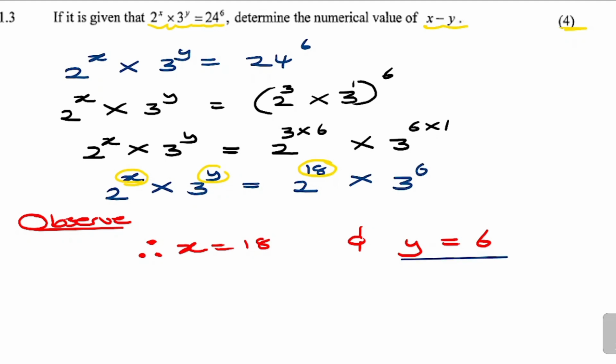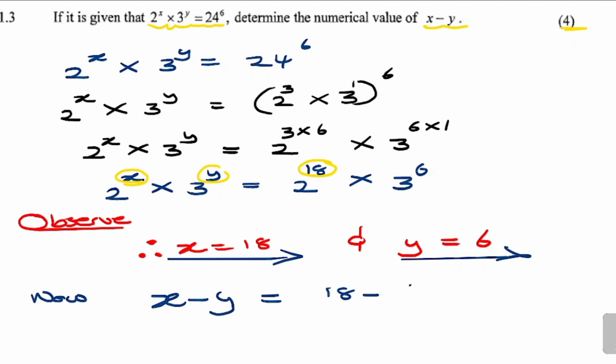So now this is so that the left hand side and the right hand side are the same, which makes sense. For the left-hand side to be equal to the right-hand side, the x has to be 18 and the y has to be 6. But now, what did they ask us to find? They want the numerical value of x minus y. They knew that x would be bigger, so we'll say 18 minus 6 and we get 12.